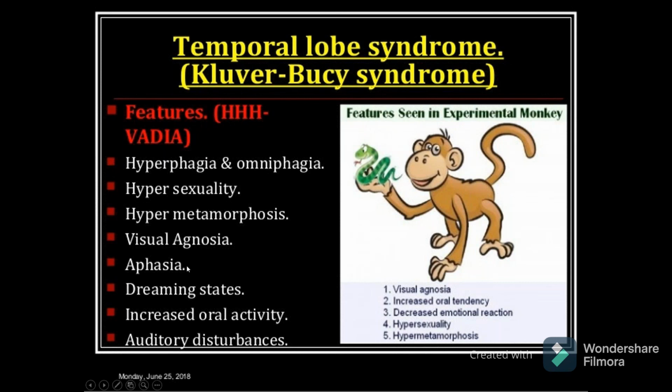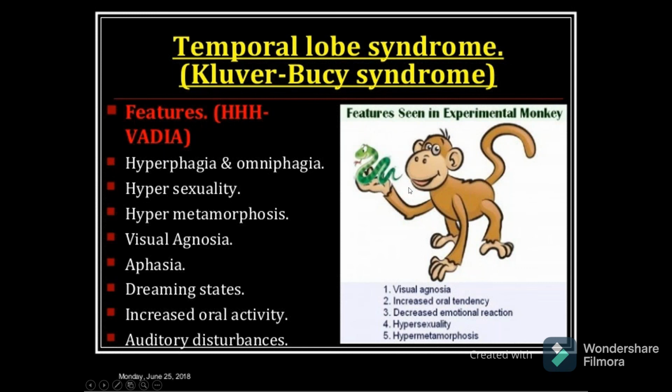Then we have aphasia, an inability to understand or produce speech as a result of brain damage. Then visual agnosia, the inability to recognize familiar objects or people. Then we also have dreaming states, increased oral activity, then auditory disturbances.